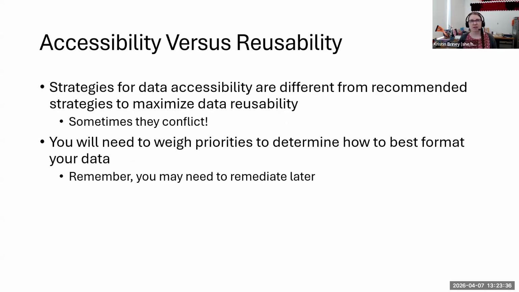This is a great example with file formats, and hopefully I'll get to this part, but some file formats are more accessible and some file formats are more reusable. And which do you choose? So you kind of have to weigh your priorities. Is it really important that this data be as reusable as possible and then I'll remediate as necessary? Or is it more important for this data to be maximally accessible? Because they are not always the same. So remediation is again a possibility that we may need to think through when weighing priorities between accessibility and reusability.